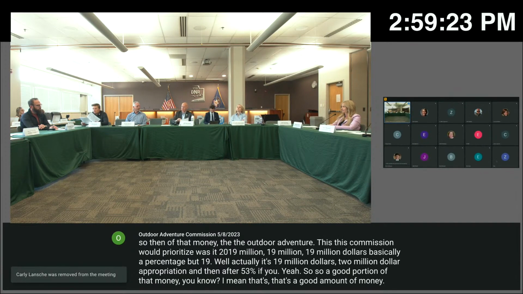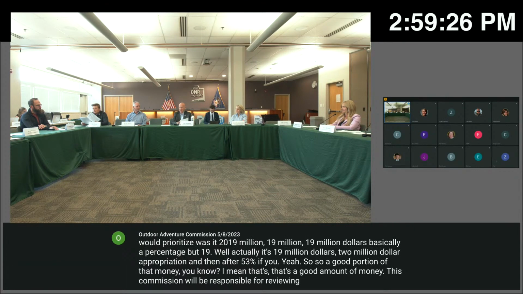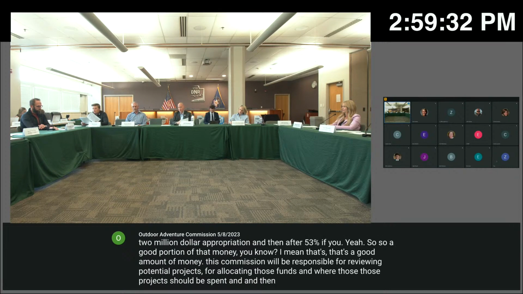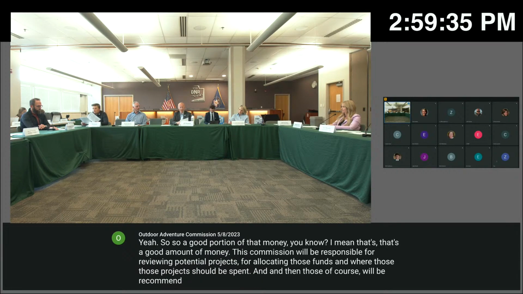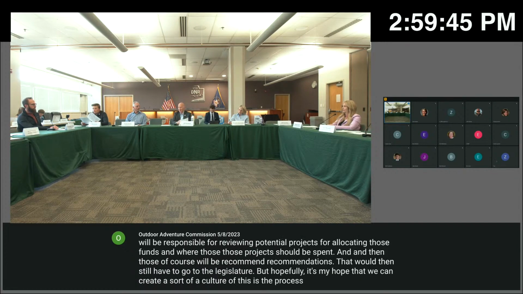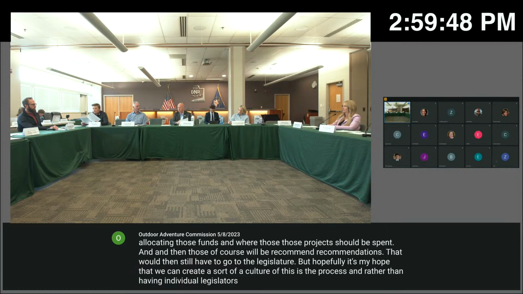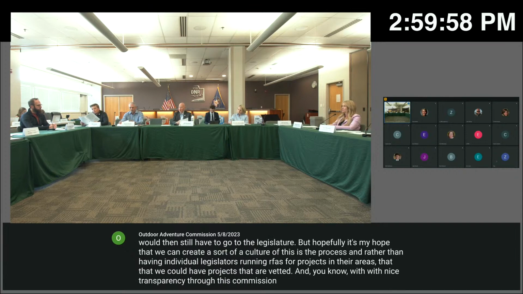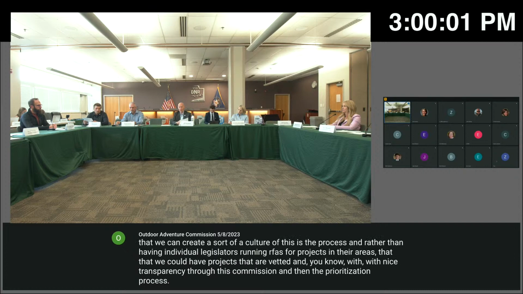This commission will be responsible for reviewing potential projects, for allocating those funds, and where those projects should be spent, and then those, of course, will be recommendations that would then still have to go to the legislature. But hopefully, it's my hope that we can create a sort of a culture of this is the process, and rather than having individual legislators running RFAs for projects in their areas, that we could have projects that are vetted, with nice transparency through this commission, and then the prioritization process of how we would prioritize those projects would be weighed against the criteria that we come up with in the strategic plan.